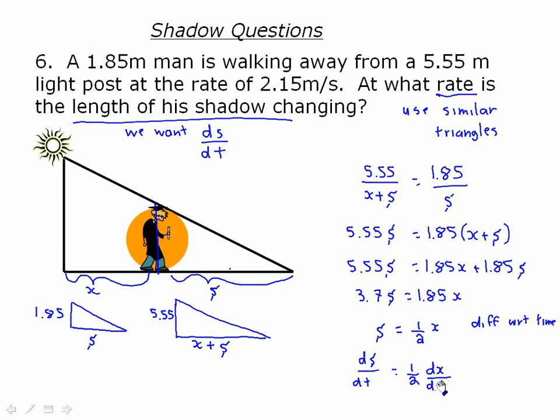And we pause and see if we have all the information we need. This turned out to be a very simple equation, of course. There's just two variables, ds/dt and dx/dt. And looking at the question, we can see that he's walking away at 2.15 meters per second. So dx/dt we have. Now I'm going to bring up a new screen to get some space to work this one out. But 2.15 is the dx/dt.